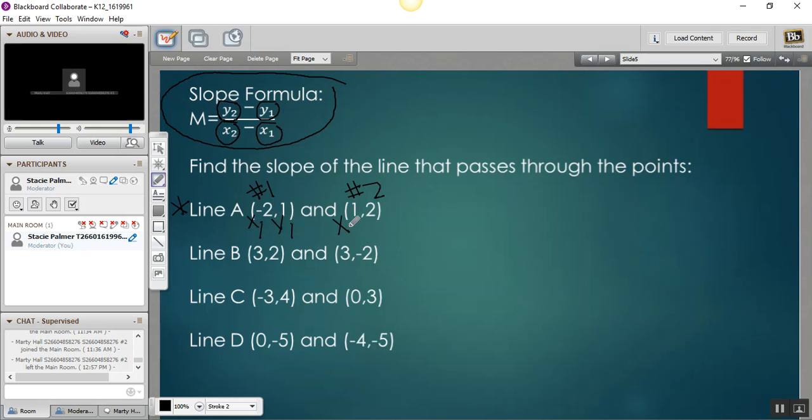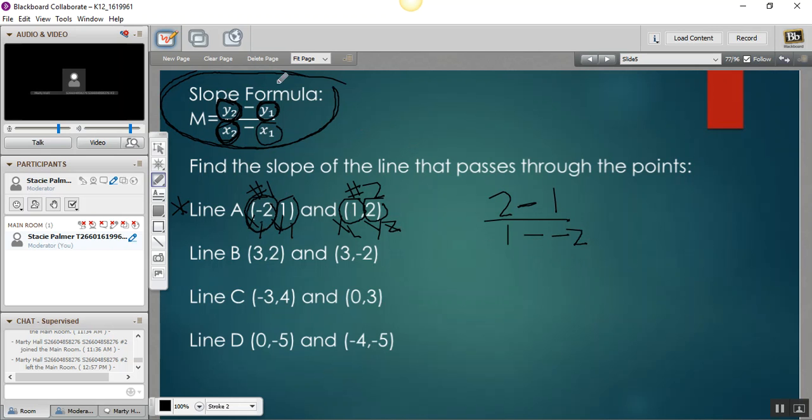Okay, this is the x from our second point. This is the y from our second point. So what we do is we just take this formula, we plug into it exactly like it says. Instead of the y of our second point, we know the y of our second point is 2, minus the y of our first point, which is 1, over the x of our second point, which is 1, minus the x of our first point, which is -2.